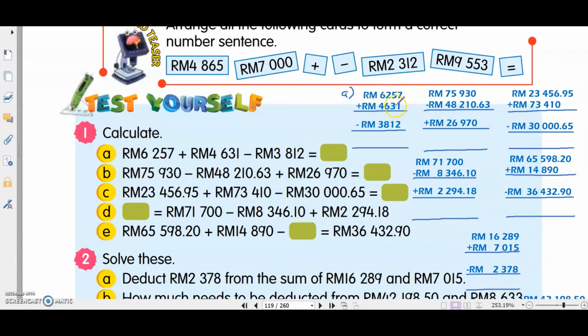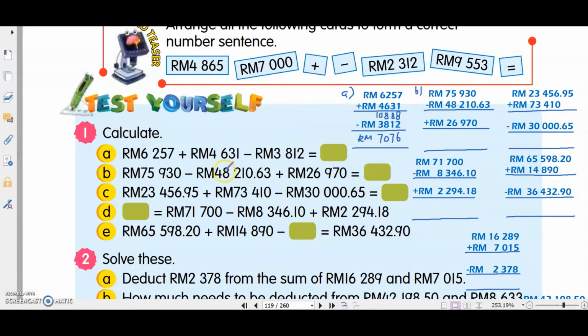6,257 ringgit minus 4,631 ringgit. Sorry, this is plus. We have to plus first. 7 plus 1 is 8. 5 plus 3. 2 plus 6. 6 plus 4, 10. Then we minus 8 minus 2. 8 minus 1. 8 minus 8. 10 minus 3. So your first answer, 7,076 ringgit.